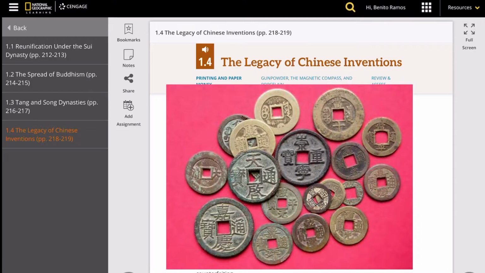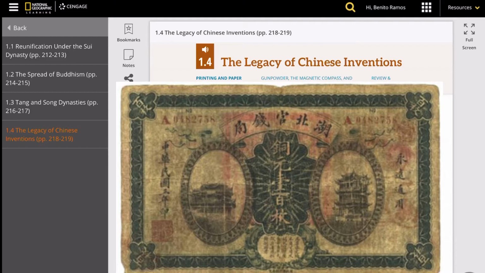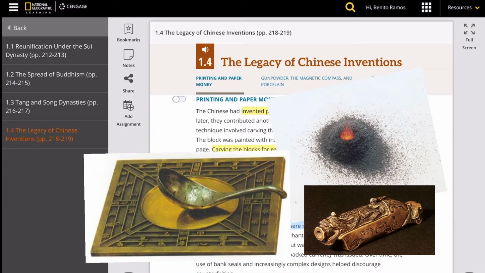So merchants began exchanging paper notes as IOUs, which you can translate as I, O, like owe, and U, you. The money stayed in the bank but was owned by whoever held the notes. Around the 1100s, the first government-backed currency was issued. Over time, the use of bank seals and increasingly complex designs helped discourage counterfeiting, that is, creating fake money or currencies.